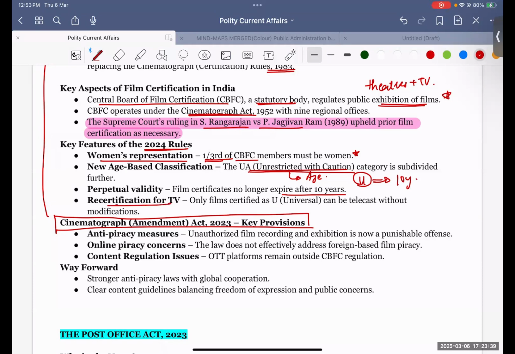And recertification for TV. Only film certified as universal can be telecast without modifications. So if you want to showcase a film which has unrestricted with caution UA rating, then you have to modify it and you have to get it recertified from the CBFC, and only then it can be shown on the TV. Only universal movies can be shown, universal as in rated universal. Only they can be shown without any modifications.